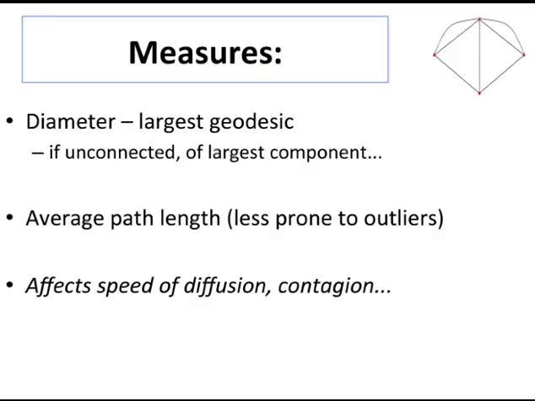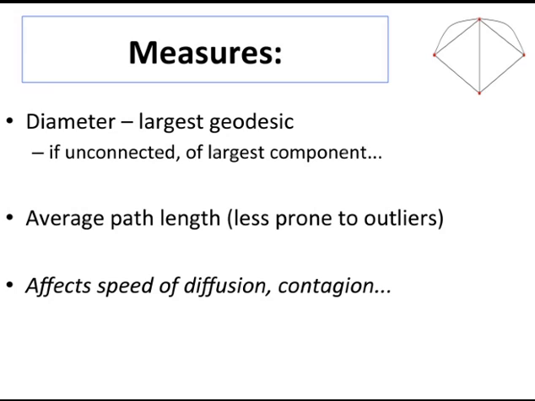Okay, so the diameter of a network is the largest geodesic. You look at the longest distance between any two nodes, where distance is measured by shortest paths. So that would be known as the diameter.